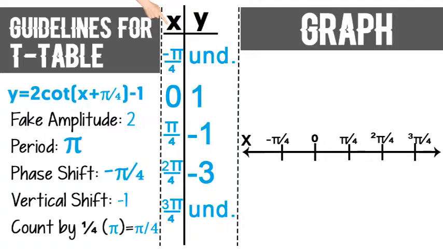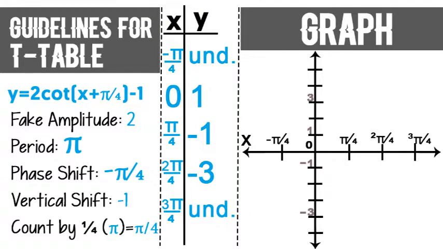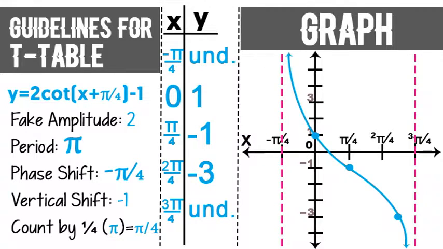Plot the intervals in the x-axis, fake amplitude in our y-axis, and then we proceed to plotting points of our cotangent function. At negative pi over 4, we have a vertical asymptote. At 0, we have 1, and so on. Connect the lines, and we're done with the cotangent function.